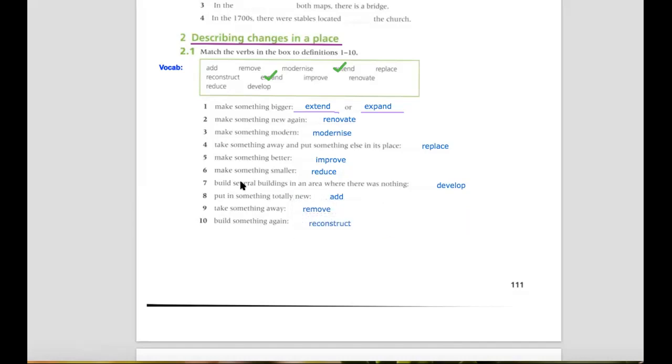Okay, so reconstruct means that the house was there, okay? And then it was taken away, and then it was built again in the same place. That is what reconstruct means. It was there, taken away, and built again. Okay, so again, these are really important. If you got any of them wrong or you don't know these words, write them down and practice using them.